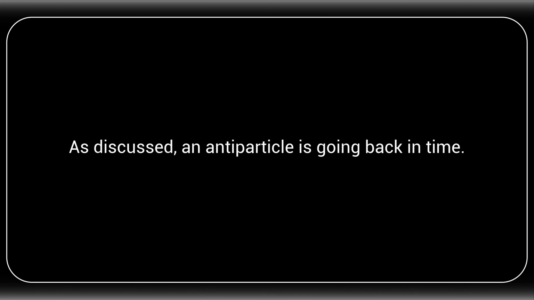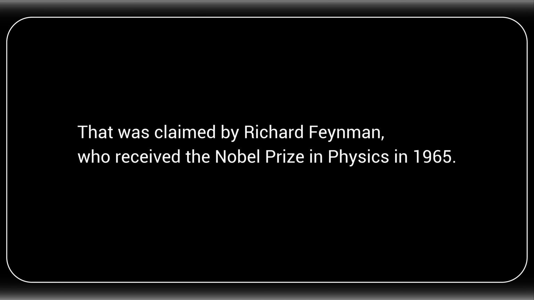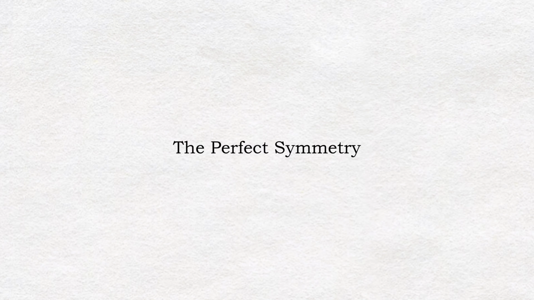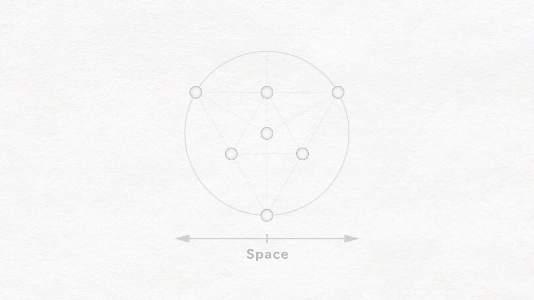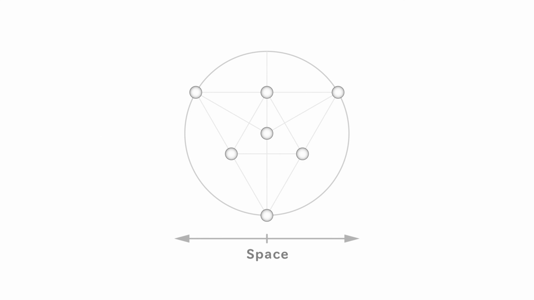Note: As discussed, an antiparticle is going back in time. That was claimed by Richard Feynman, who received the Nobel Prize in Physics in 1965. The perfect symmetry. In the structure of the Zeptoform, horizontal directions represent the dimension of space, and the vertical direction represents the dimension of time.